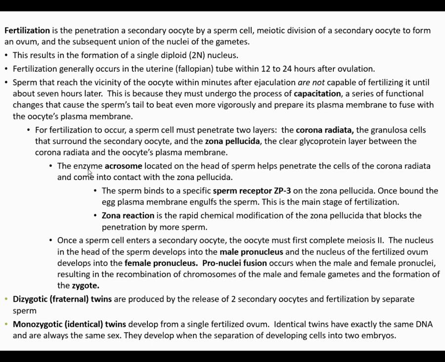Now, for the egg to be penetrated, the sperm must penetrate through 2 layers. A corona radiata, which are granulosa cells that surround the oocyte, and then a deeper zona pellucida, a clear glycoprotein layer, which is between the radiata and the plasma membrane.